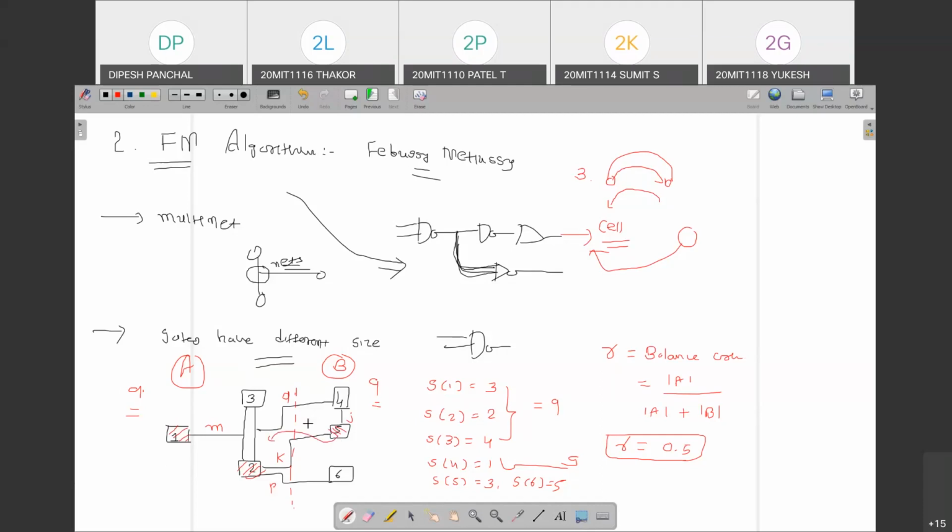While previously in KL, we were moving the pair. If one comes here, then the other one opposite changes. Let's say 4 and 1 are interchanged. Here only a single individual cell we have to move. That is cell movement, not pair. Am I clear, Tirth? Yes, sir. Okay, good.